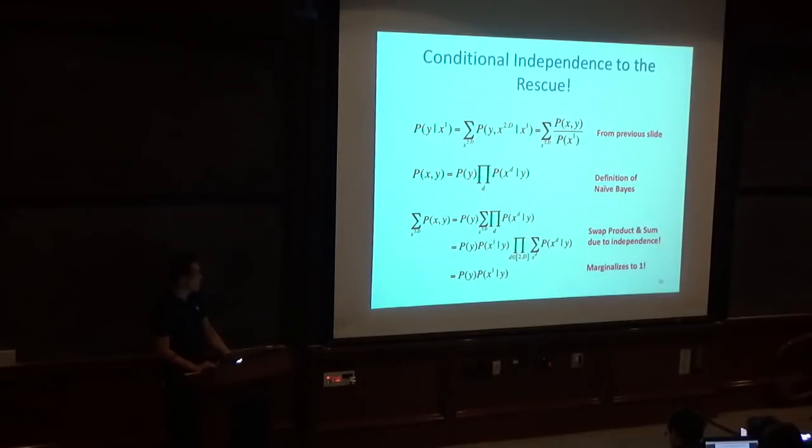If I don't observe x2, that's fine. I just use this number instead of multiplying by p of x2 given y. Okay.